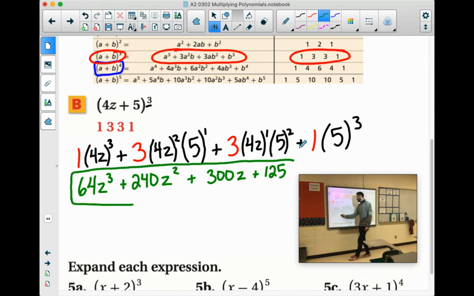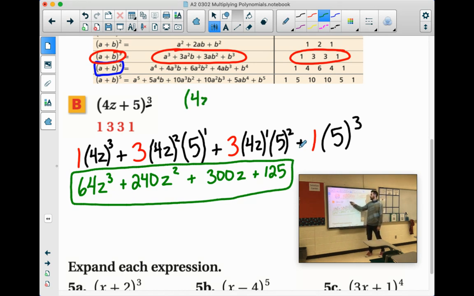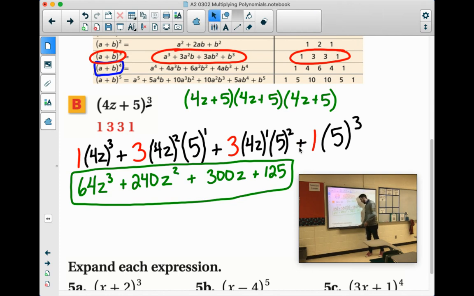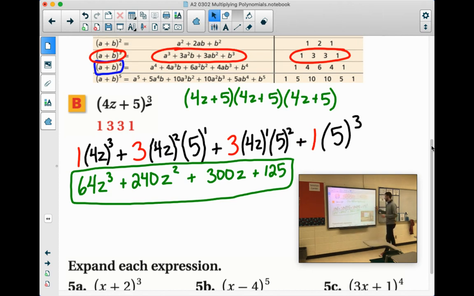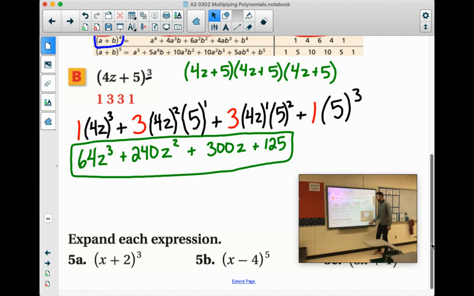Now you might feel safer going with just writing 4z plus 5 times 4z plus 5 times 4z plus 5 and multiplying it out that way, and that's fine. It'll still get you there. But I want you to today practice with Pascal's triangle, okay? So I'm not even going to bother starting these ones because I know I'll run out of time.